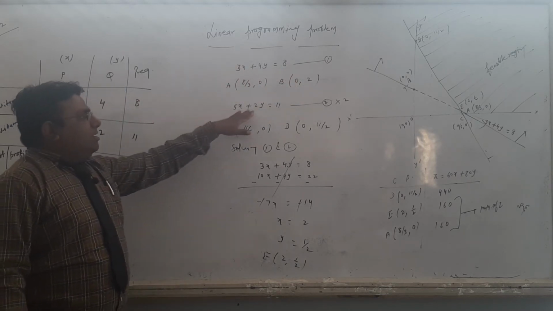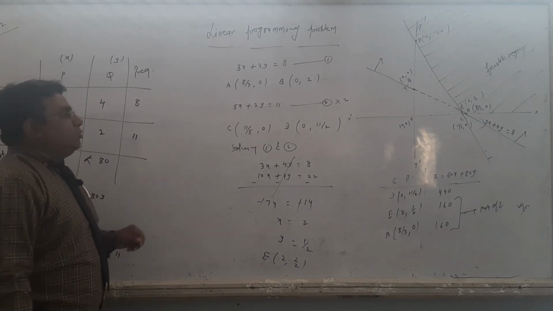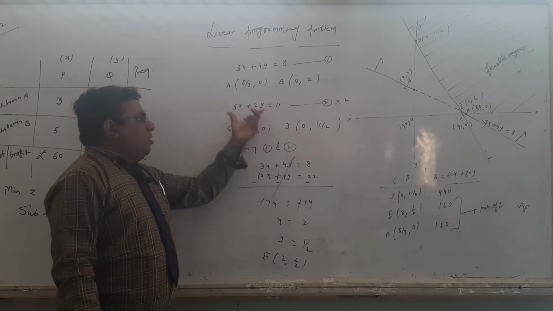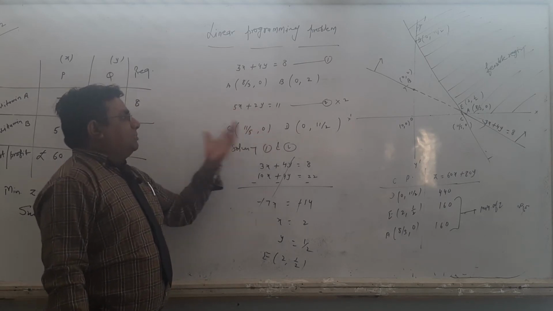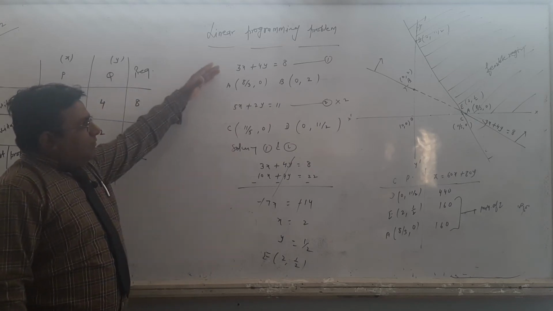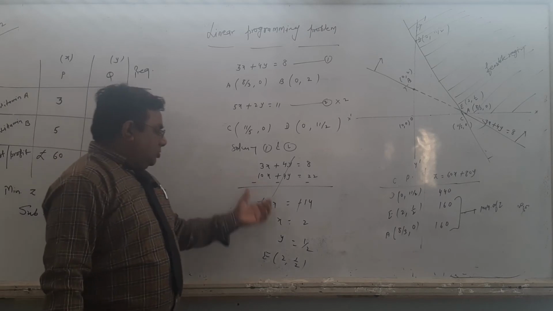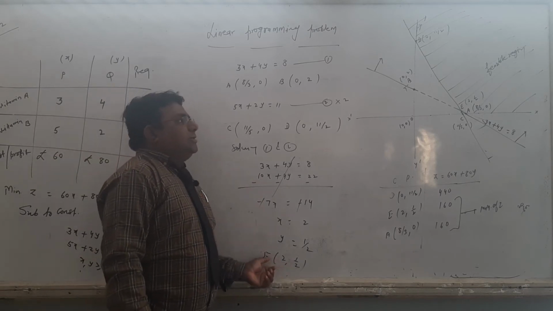Same for the second linear inequality's corresponding equation, 5x plus 2y equals 11. Again 2 points: on the x-axis y is 0, so x is 11 by 5, and when x is 0, y is 11 by 2. Now solving the first and second equations, find the intersection point, which is 2.5.